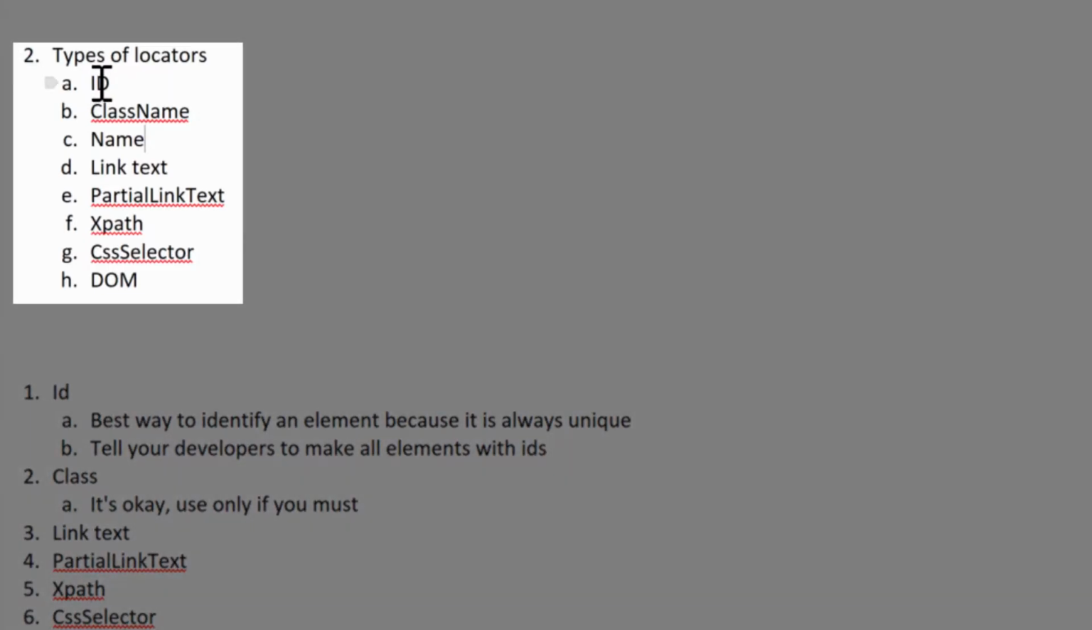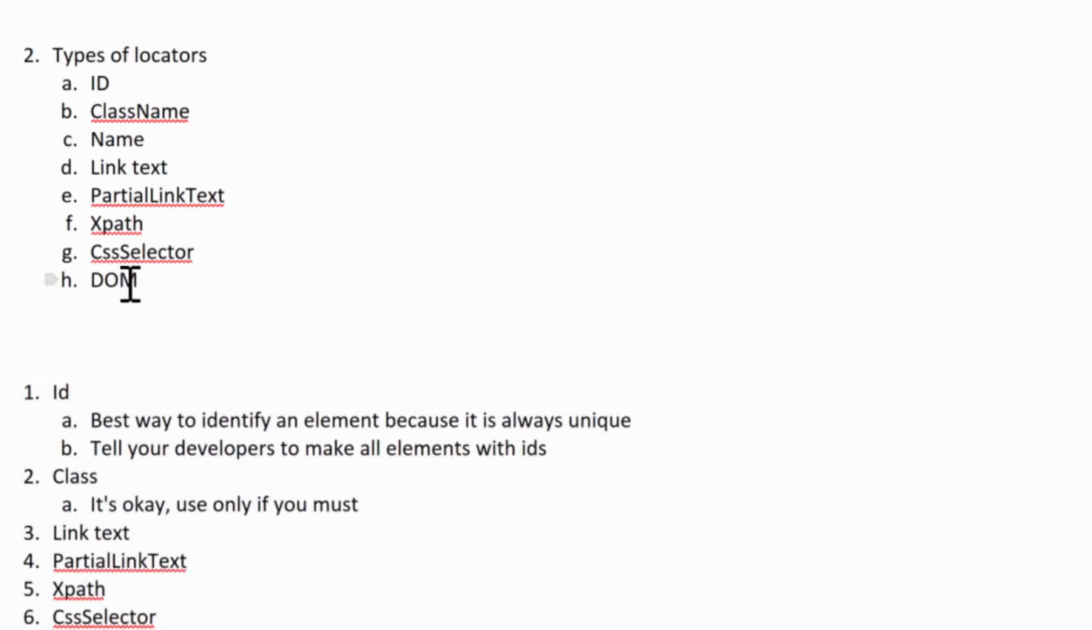And those include an ID, a class name, a name, link text, partial link text, XPath, CSS selector, and DOM, which stands for Document Object Model, which if any of you have ever used QTP, you may be familiar with it. If not, no big deal. We'll learn about it here. So let's talk about these guys one at a time.